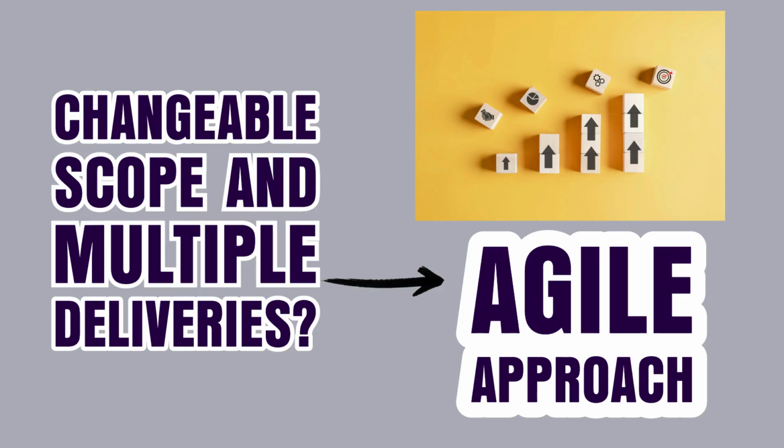Agile approach. Agile combines elements of both the iterative and incremental models. It is distinguished by its focus on continuous delivery and adaptation throughout the project lifecycle.